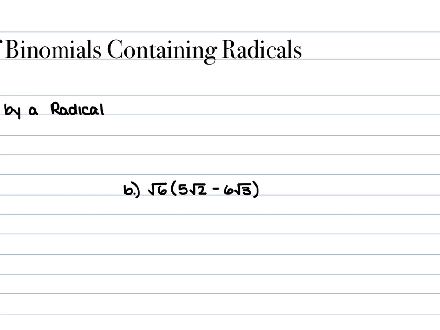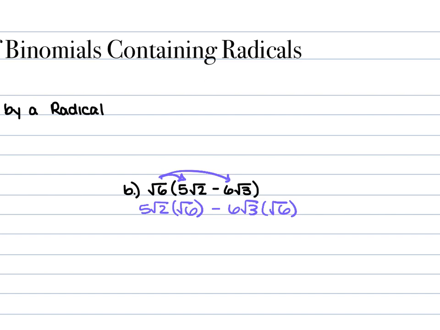For b, we have the square root of 6 times 5 square root 2 minus 6 square root 3. So again, we are going to distribute this square root 6 in. So we're going to do 5 square root 2 times square root 6 minus 6 square root 3 times square root 6. Now I want to break this up before I even multiply. It might give me a little bit easier way of doing this.